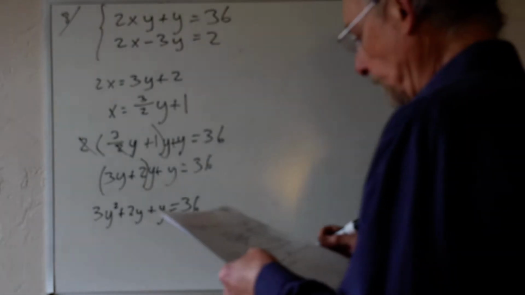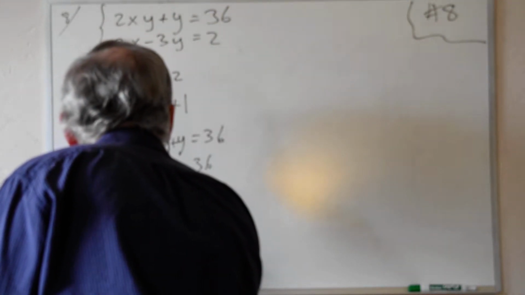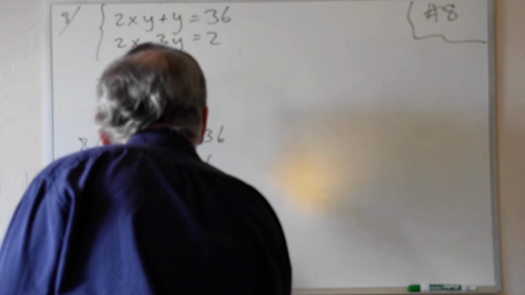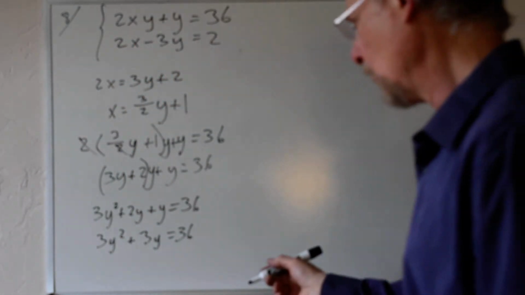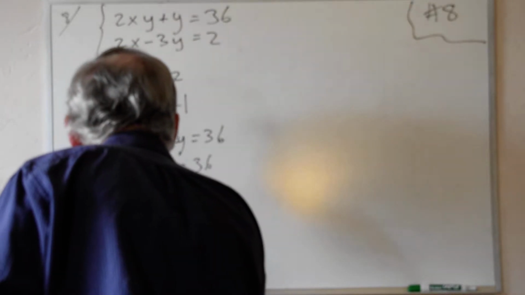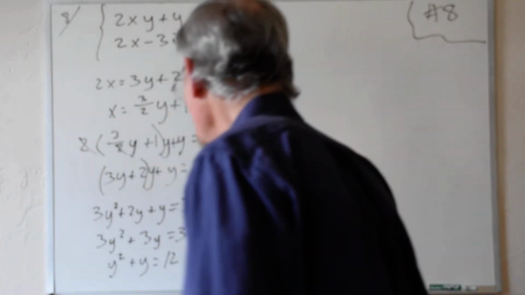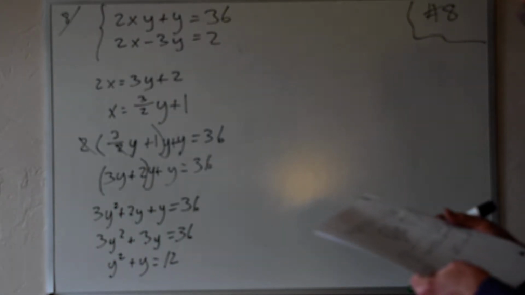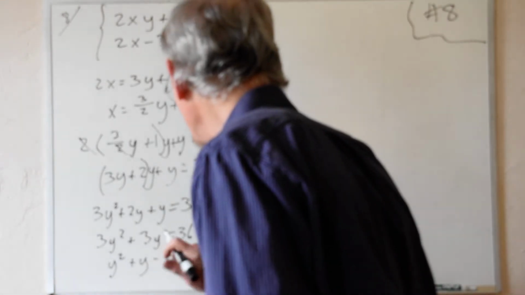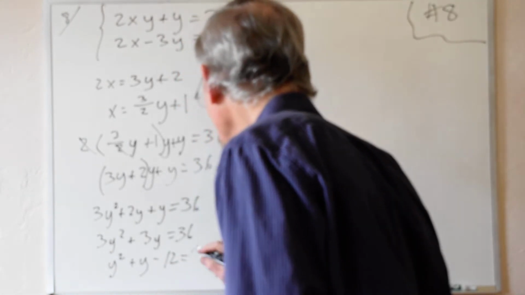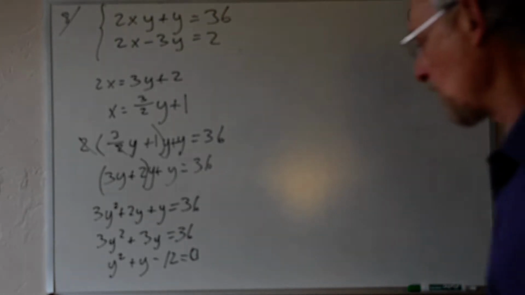Okay. So that's 3y squared plus 3y equals 36. I see everything divides by 3. Let's do that. Divide each side by 3. Get smaller numbers to work with. And I arrive there. It's a quadratic equation, of course. Let me subtract 12 from each side. See that little trick there? That's a quick way to write it.